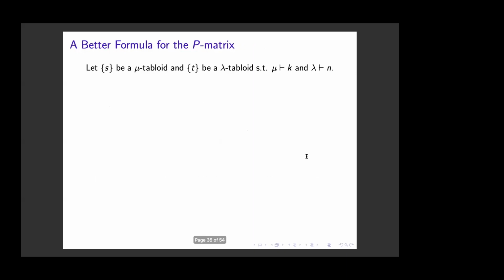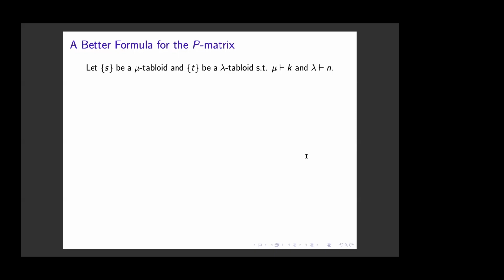So the main contribution of this work was to get a better formula for the P matrix. I wouldn't call it a good formula, but it's better. And with this better formula, we've been able to progress the state of the art of a few things where this association scheme pops up. So we'll describe this better formula.